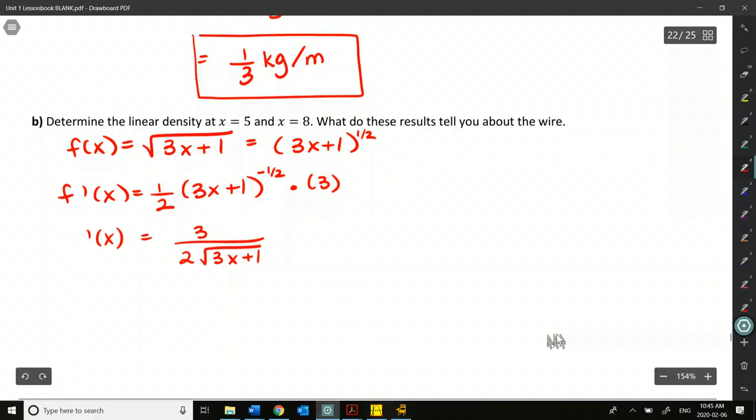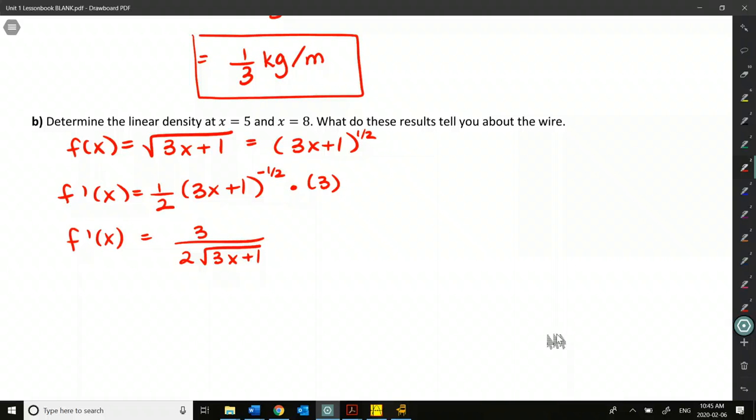So this actually is going to give us the equation for linear density at any particular point we want. So all we have to do now is just evaluate f prime at 5 and f prime at 8. Emily? So we're finding the derivative because we're trying to have an equation behind the instantaneous rate of change. Yes, exactly.